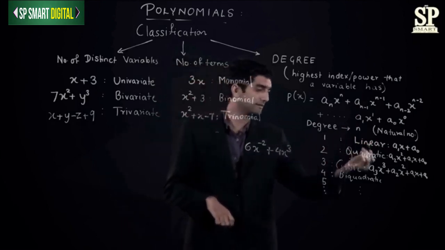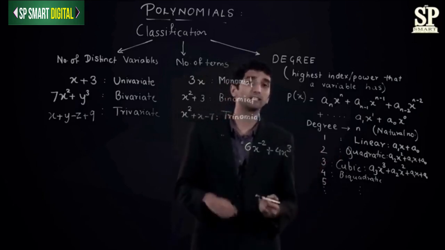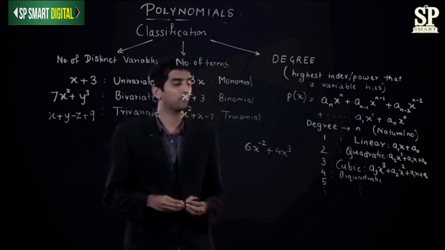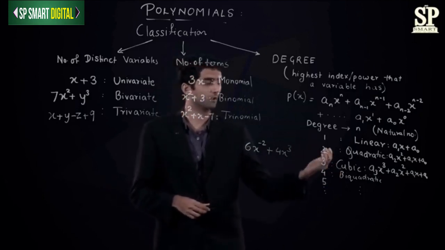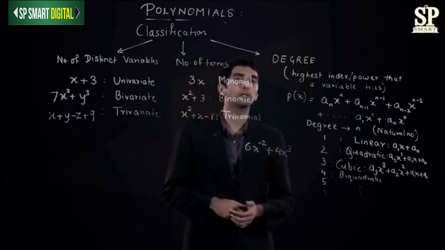Okay, and these are the words that you should know. If the degree is 1, then it becomes a linear polynomial. If the degree is 2, it becomes a quadratic. If it is 3, then it is a cubic, and if it is 4, it is biquadratic.